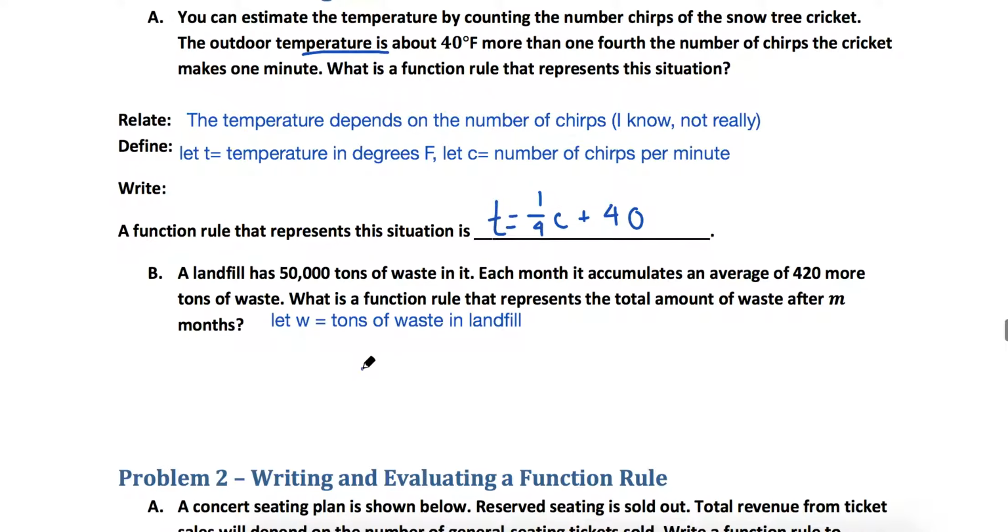So we have basically W, the total waste. We're getting more waste every month. We're getting 420 more tons per month. So that's going to be multiplied by the number of months. Because if it was 1 month, it would be 420. If it was 2, we'd multiply 2 times 420 and get 840. But then we still have to add how much there was initially. We're always adding on some initial amount or something we began with. That's how you typically can identify something that's being added as opposed to what's being multiplied by our variable.